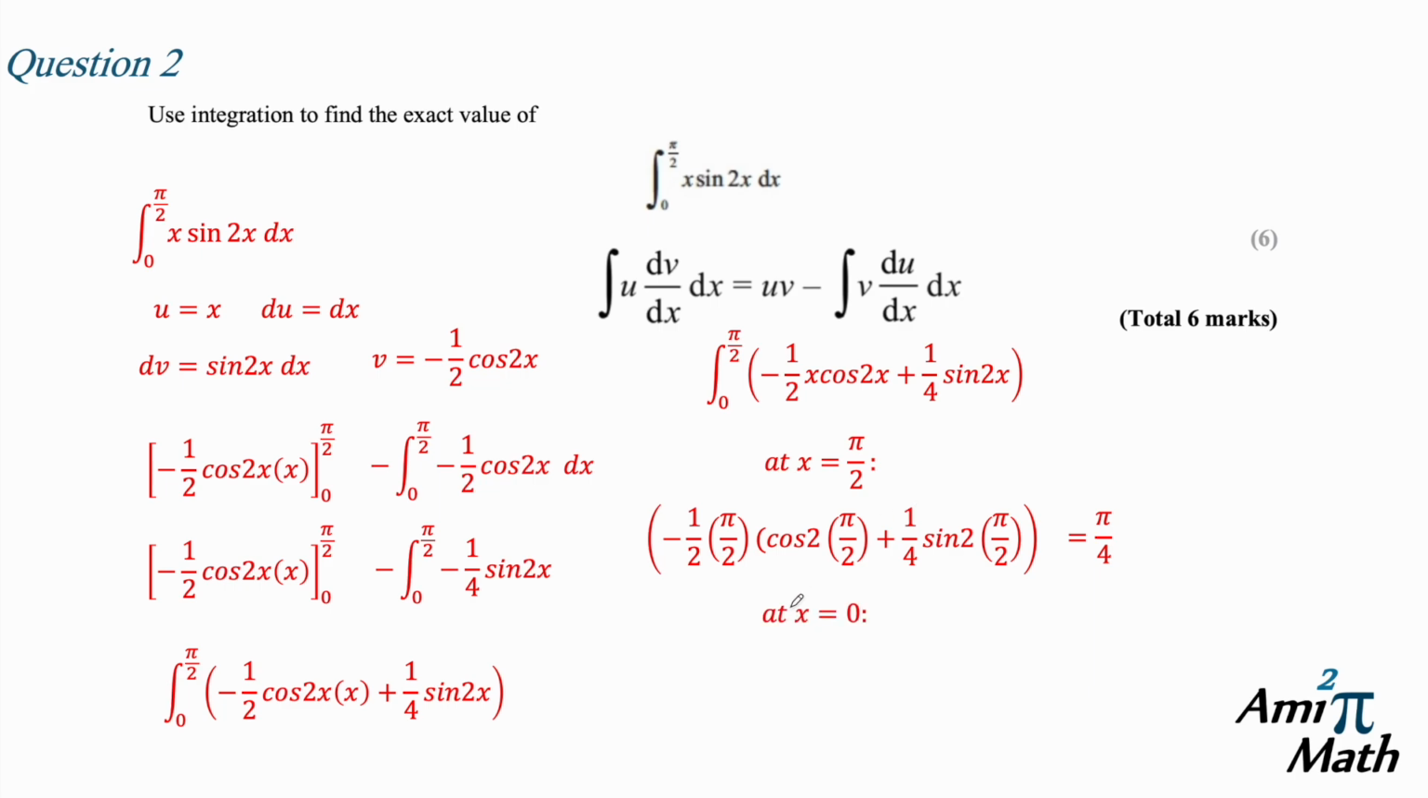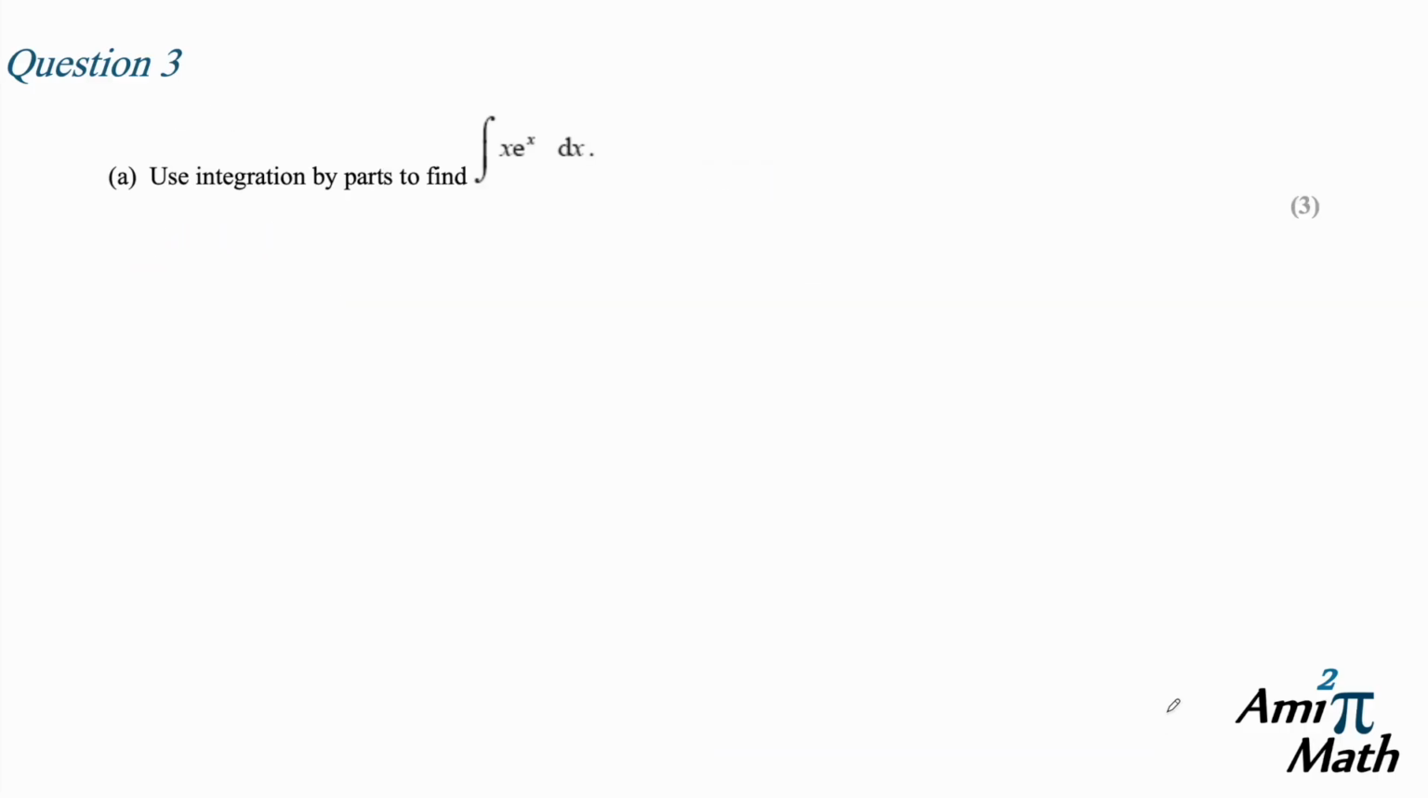And then when x equals 0, you do this and you get 0. So pi over 4 minus 0 is just pi over 4. Okay, question number 3. Use integration by parts to find the integral of x e to the power of x dx.